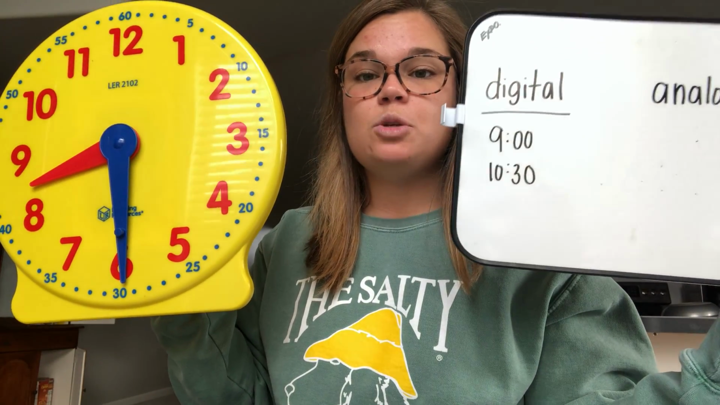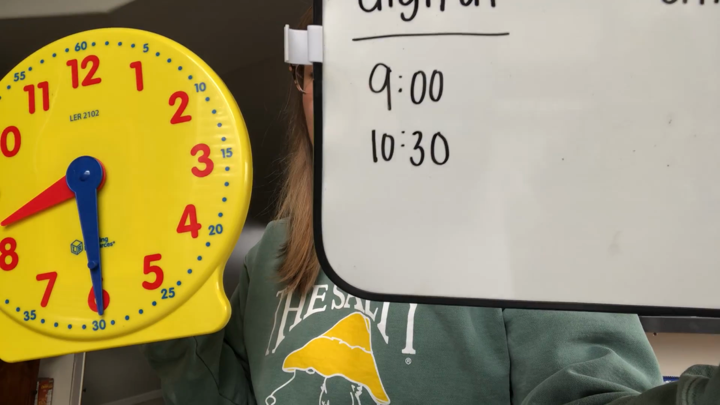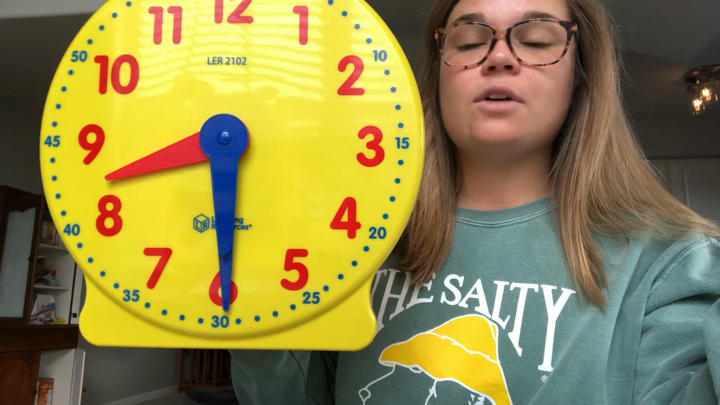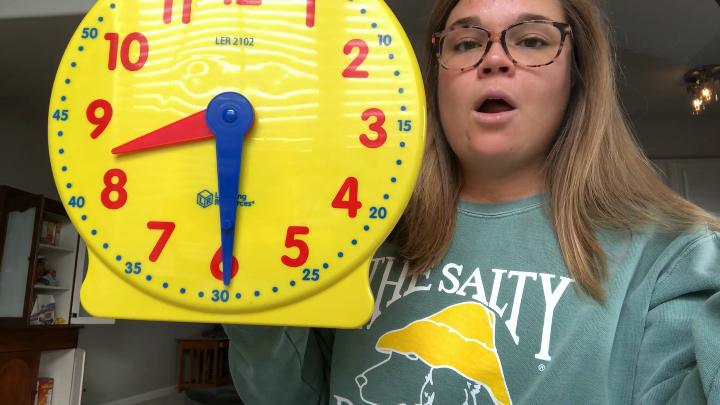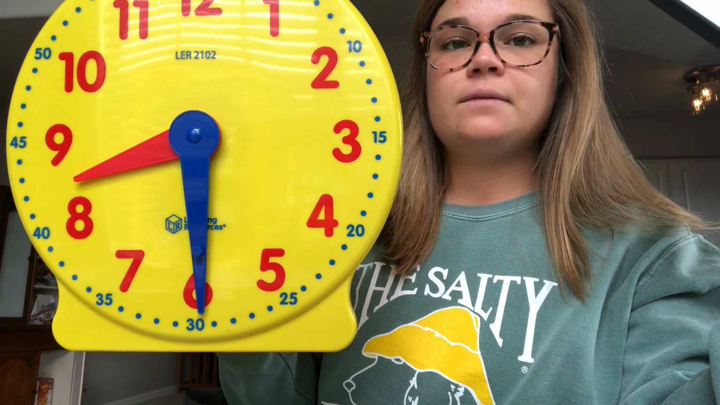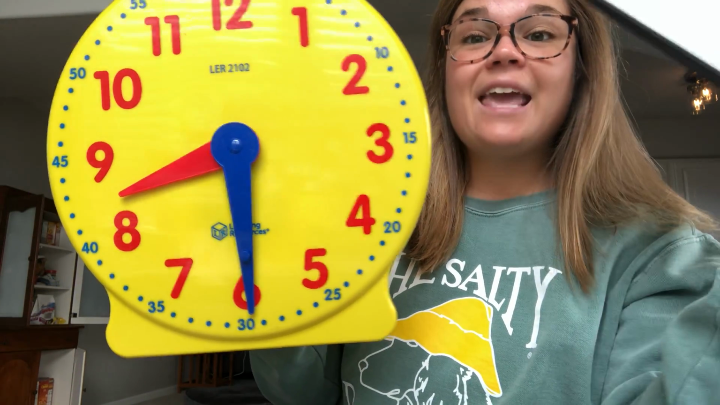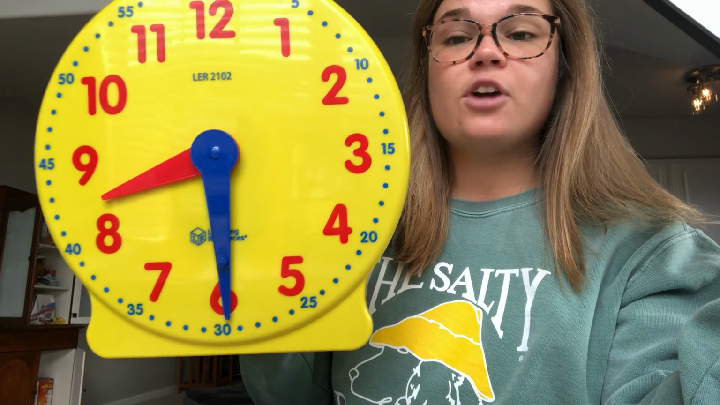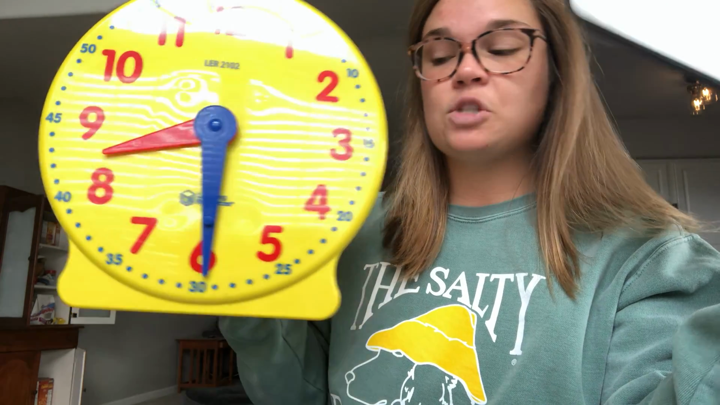So there are two ways that you can read times. You can read them like this with the numbers. You can read them like this with the hands on the clock. Which one is harder? These times or these times? Yeah, this one, the yellow clock. The analog times are a little bit harder for us to read. That's why we've been practicing them so much.